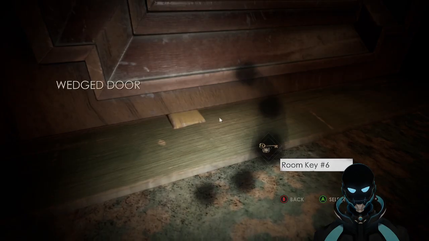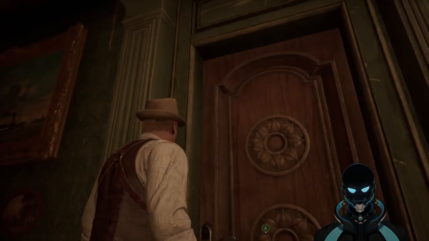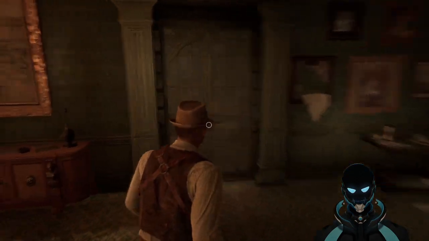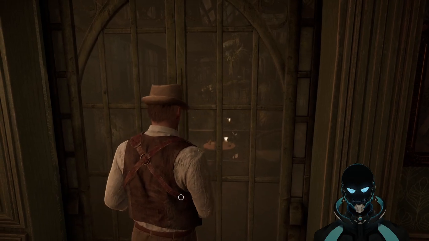It's wedged shut. I mean, we have a poker. We could just push the wedge back.